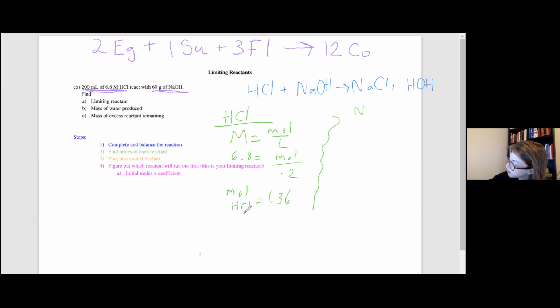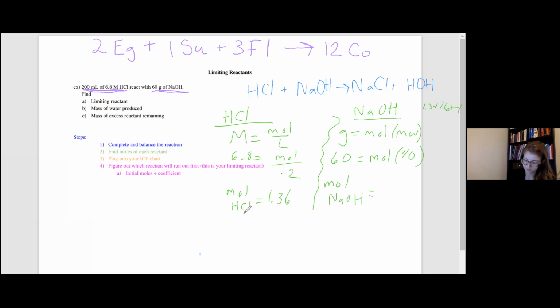I also can find the moles of the NaOH. That's the whole reason this is a limiting reactant problem. I can find moles of both things. For the NaOH though, in this case, I'm given grams. So grams equals moles times molecular weight is how I will find the moles. Grams of NaOH to find the moles of NaOH. So I need the molecular weight of NaOH. Na is 23 plus oxygen, which is 16, plus hydrogen, which is 1. So we get 40. Divide both sides by 40. And I get 1.5 moles of NaOH.